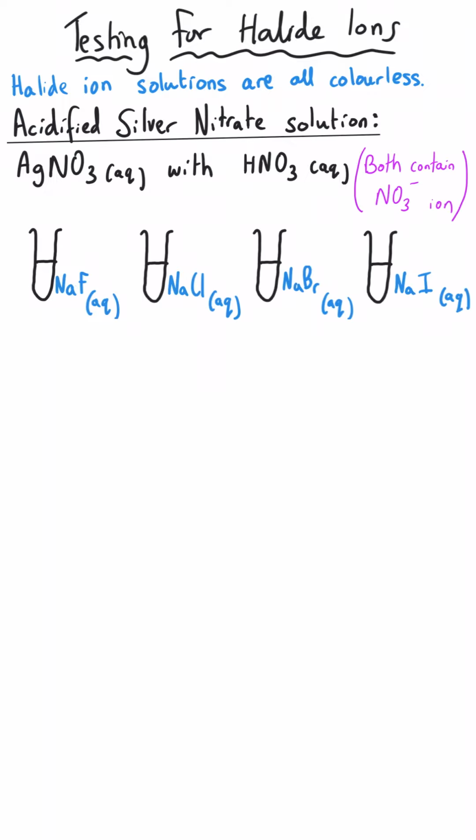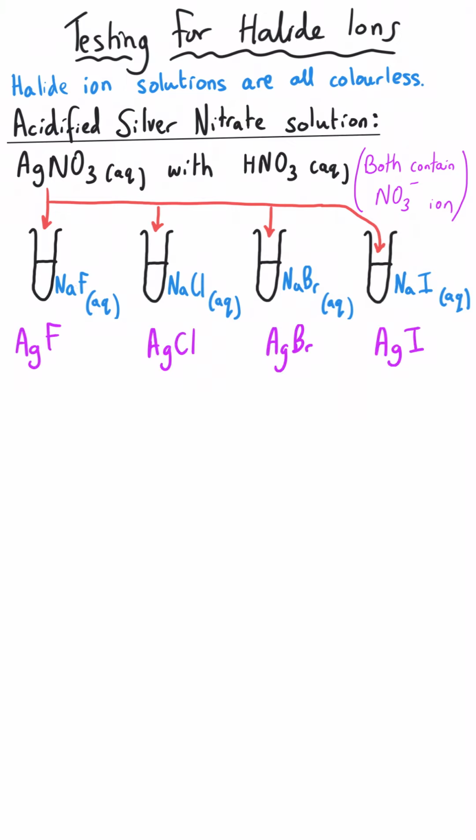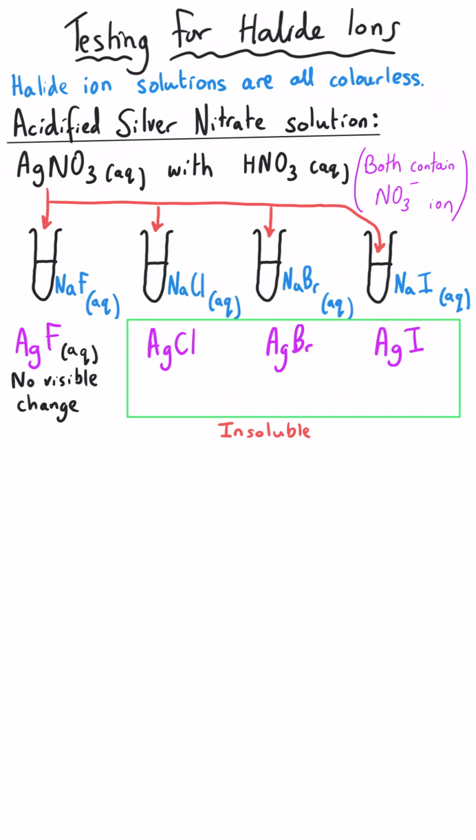When you add the silver nitrate to our suspected halide ion, what you get is a silver halide being produced. Now, silver halides are nearly all insoluble in water, with the exception of silver fluoride. We don't get any visible change when we add silver nitrate to sodium fluoride solution, so we can't prove the presence of the fluoride ions. But we can prove the presence of the other halide ions because we get a precipitate forming. That means a solid that will not dissolve in the water that is present.